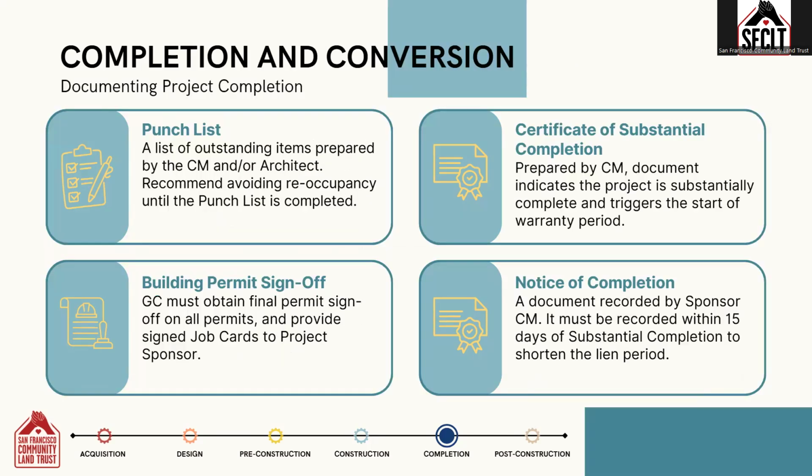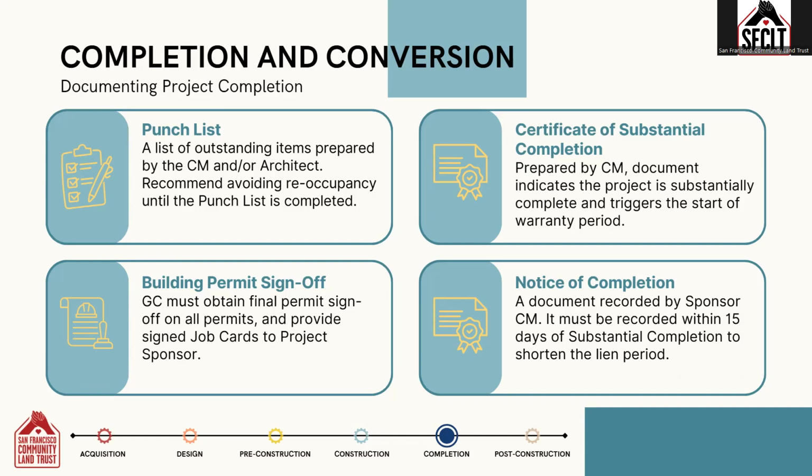To officially close out the project and reduce liability for the owner, the following items should be completed and documented. The first item is the punch list. This is a list of outstanding items prepared by the construction manager and/or the architect. It's recommended that you avoid reoccupancy of the unit until the punch list items have been completed.